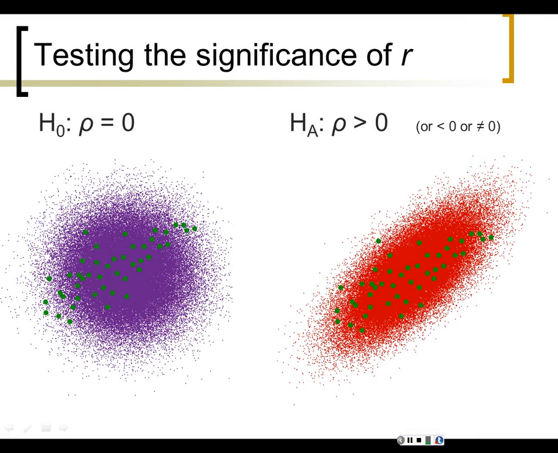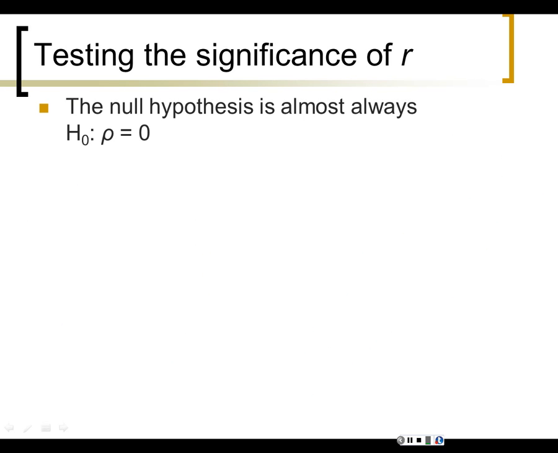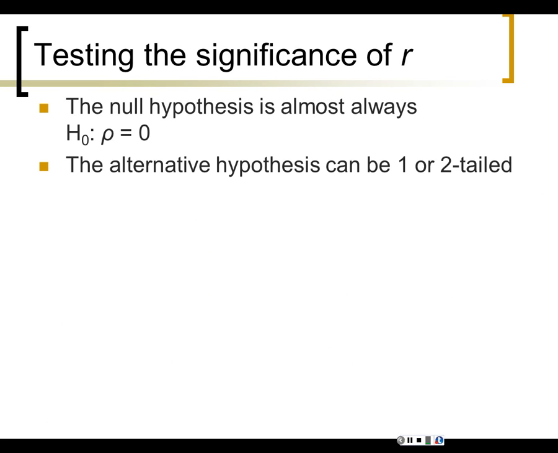And we're going to do that reverse logic where we don't really answer that question. We just say, if this shotgun blast null hypothesis population on the left is really the truth of where these dots came from, then what's the likelihood that we would have gotten a correlation coefficient this strong in our sample if there's no correlation in the population? And then if the p is less than 0.05 or 0.01 or something, then we reject that hypothesis and we say, well, the situation on the right must be what's happening. So the null hypothesis is almost always that rho equals 0. The alternative hypothesis can be one or two-tailed.